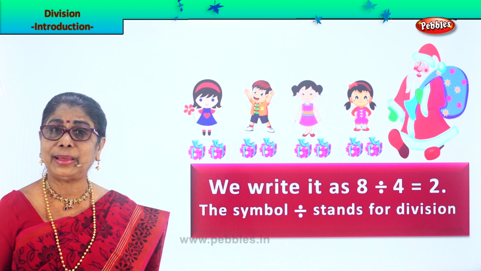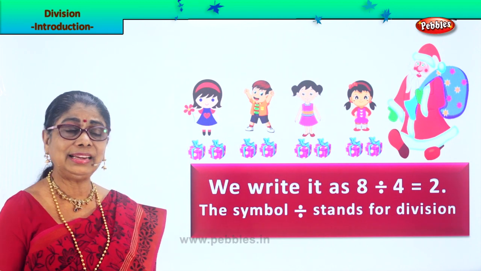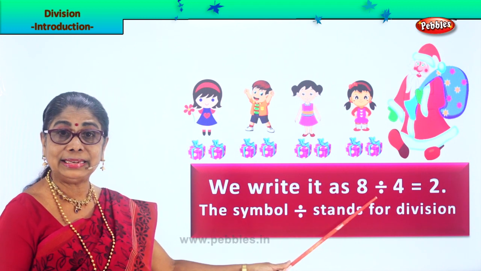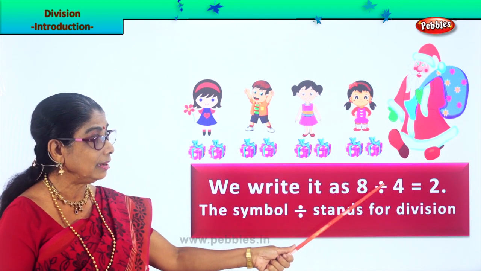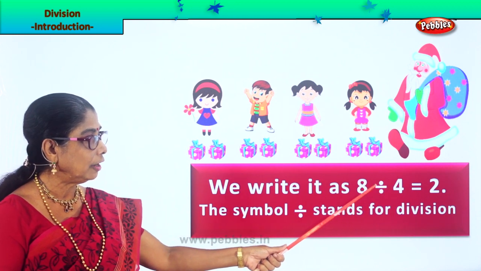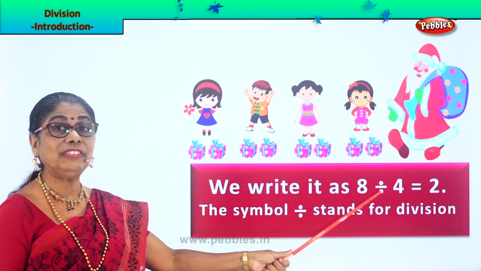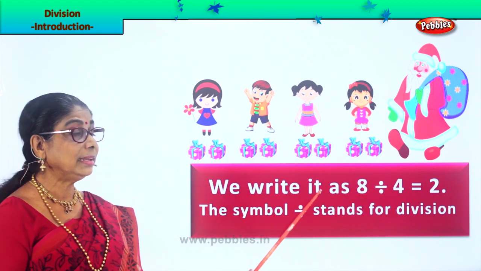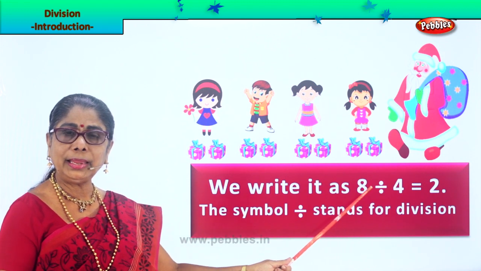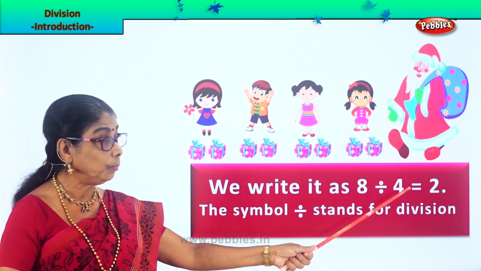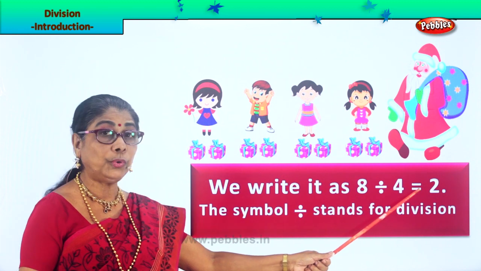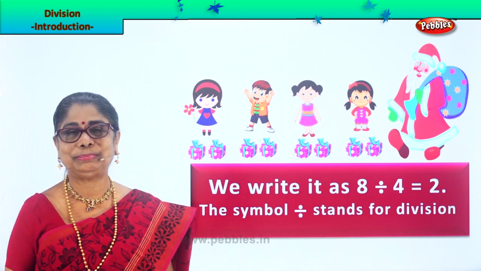Now, when you write in maths, read this with me, we write it as 8. This is the division sign. Okay? A dot on top and bottom of a line. This is the division sign. We write it as 8 divided by 4. 8 divided by 4 equal to 2.